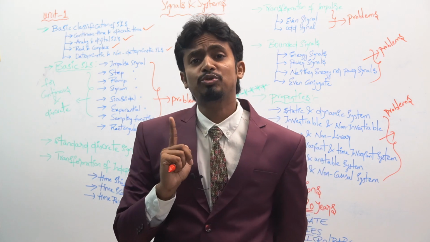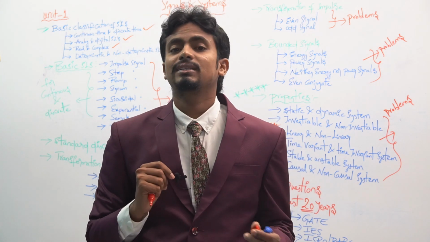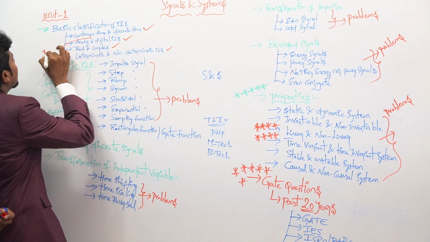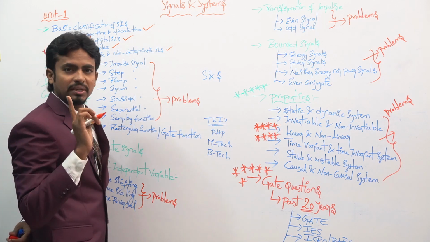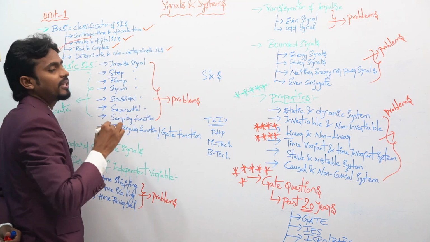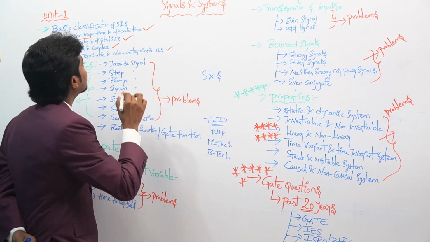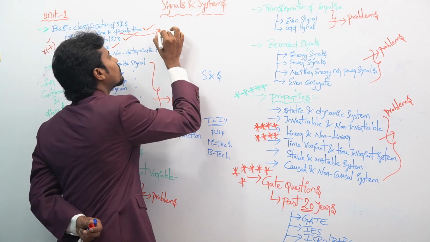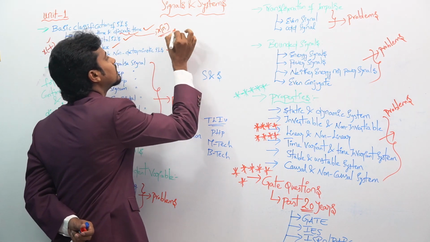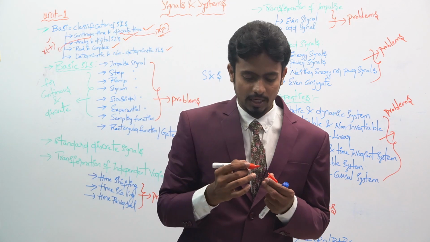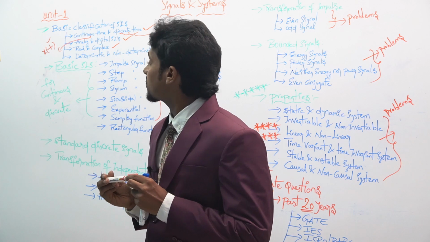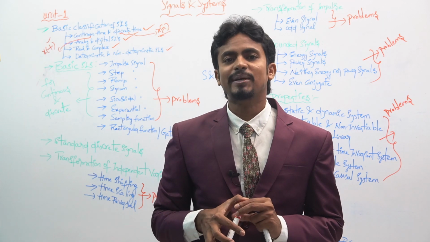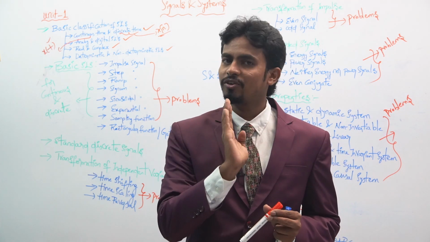Mainly you have to remember that continuous time signals are represented with x of t, where t is the time period and the independent variable. And discrete time signals are represented with x of n. This is the main difference between continuous time signals and discrete time signals. For continuous, represented with x of t. For discrete time signals, we represent it with x of n.